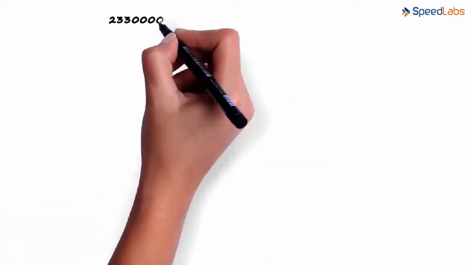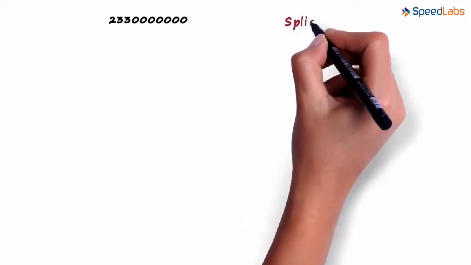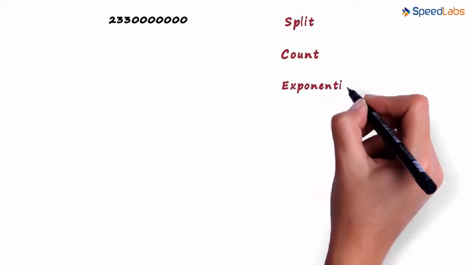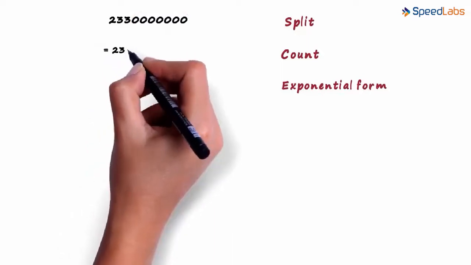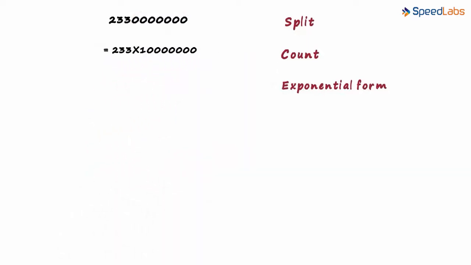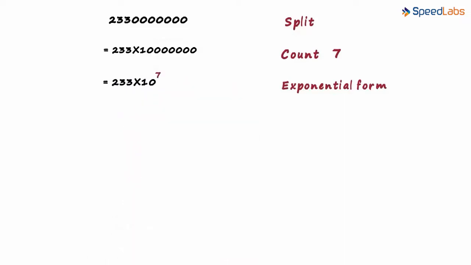Consider the number you can see on the whiteboard. It's actually 2.33 billion. Let's try and write this number in terms of powers of 10. We follow the same steps we followed in the previous example. We split the zeros, count them, and write it in exponential form. Separating the zeros, the number can be written as 233 multiplied by 10 million. And since there are 7 zeros in 10 million, we can write the number down as 233 multiplied by 10 raised to 7. This answer is correct, but this is not the best way to write the final expression.